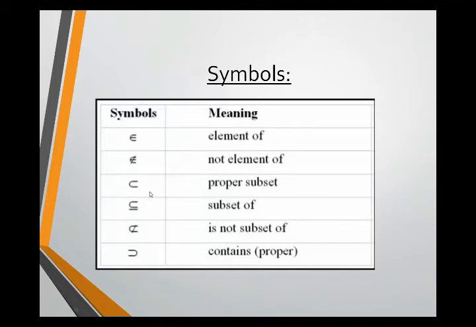The third one is this symbol. This symbol is called proper subset. We discuss proper subset and subset later, so please hold this. The next symbol is used for subset of. This symbol is used for is not a subset of. The last one is contains proper. We discuss all these symbols later in this lecture, so please students listen carefully.